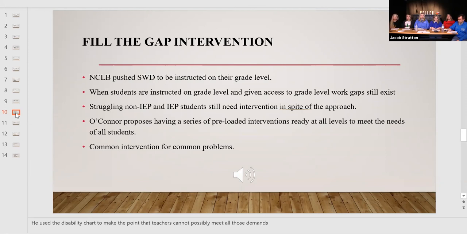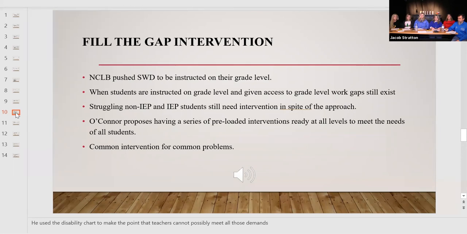And John O'Connor from the book Great Instruction, Great Achievement, I think we've talked about this a couple times, but I'll show it again. He talks about having a series of preloaded interventions and having those interventions ready for students at all levels. That way you're not always having to reinvent the wheel. You have a set of those interventions, and if Johnny has reading comprehension issues and perhaps he's in fourth grade, but yet he's reading on a first grade level in terms of comprehension, we can go to those preloaded interventions, find what we can use for him, and begin that instruction.